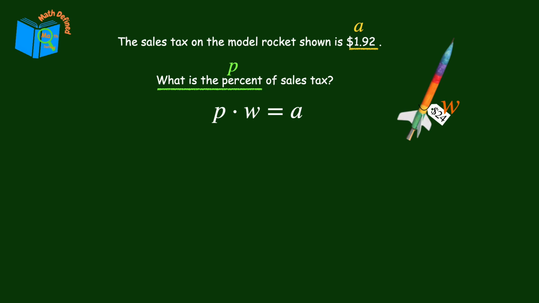Plugging this information into our percent equation, we get P times 24 equals $1.92. We'll solve for P by dividing both sides by 24. P equals 0.08. To write this number as a percent, we need to move the decimal point 2 places to the right. So the percent of sales tax is 8%. Great job!